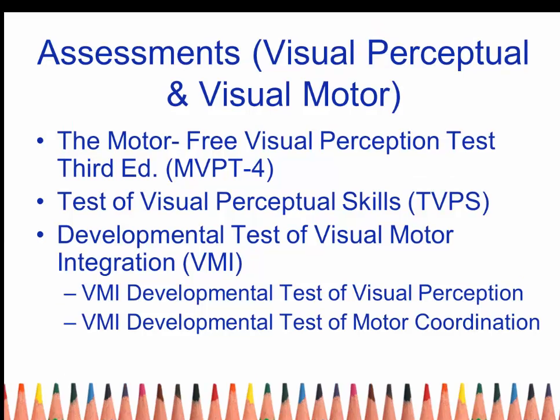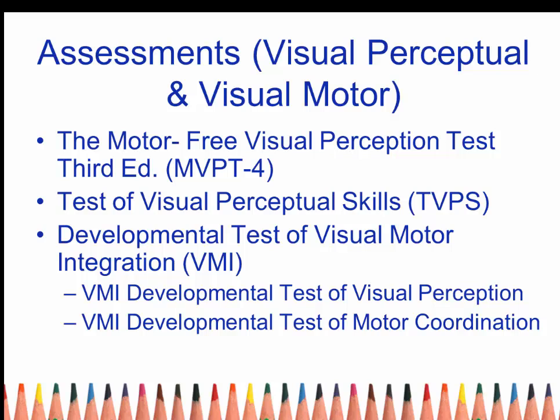The test of visual perception skills is a very similar kind of assessment, but you get a comprehensive motor-free assessment. You can break it down into the different subtests. And then the VMI is another one. This program combines motor and visual perception, and the child has to see a shape and reproduce it. And it goes from very simple geometric shapes to very complex.